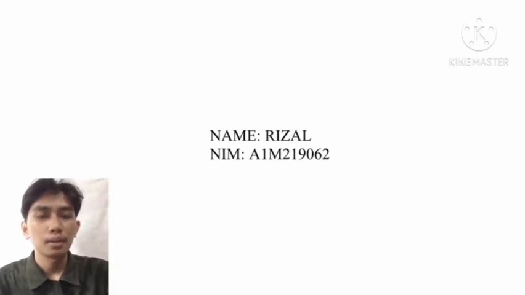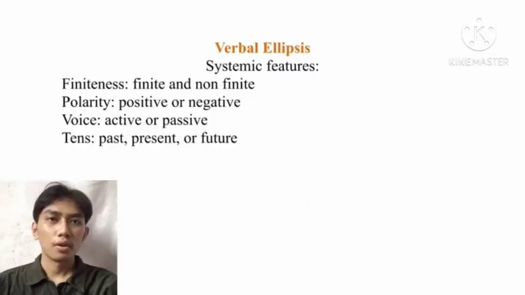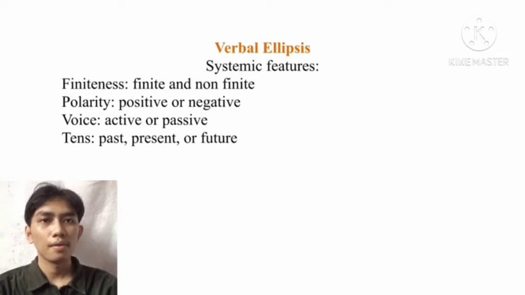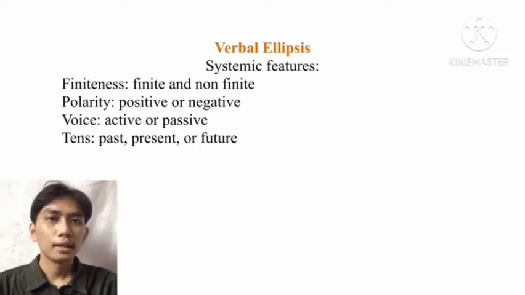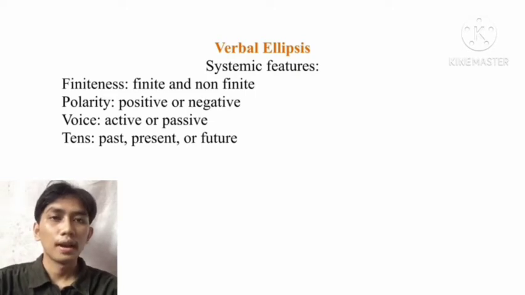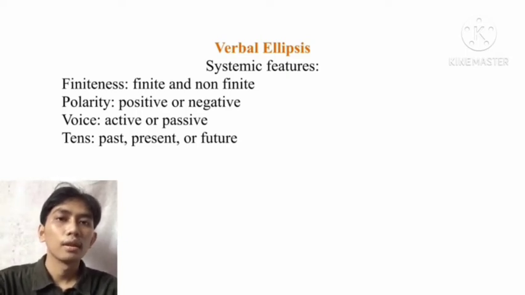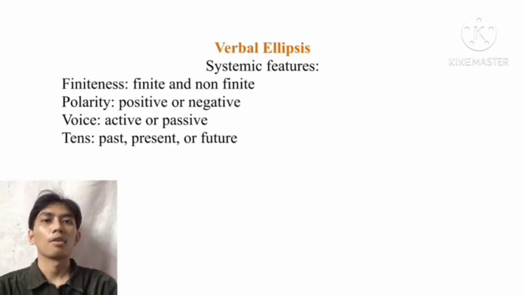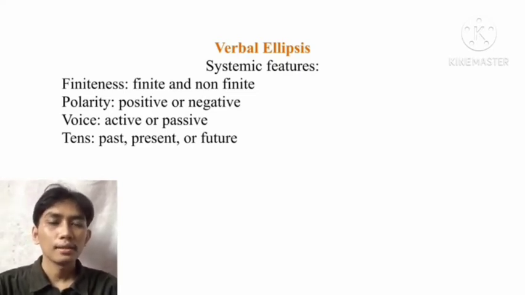In this video I will explain about types of ellipsis. It is verbal ellipsis. Okay, what is verbal ellipsis? Verbal ellipsis means the omission of verb. Technically, it is defined as a verbal group whose structure does not fully express its systemic features. The systemic features are like finiteness, finite or non-finite, the polarity, positive or negative, the voice, active or passive, and the tense, past, present, and the future.